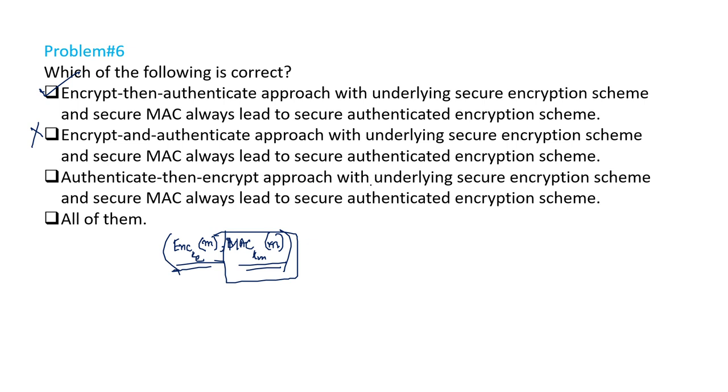Authenticate then encrypt approach with underlying secure encryption scheme and secure MAC. This also does not always lead to a secure authenticated encryption scheme. We were already discussing that, for example, CBC mode of encryption is a CPA secure encryption scheme, but if there is a vulnerability in the final encryption scheme, then that can be exploited in breaking the security of the authenticated encryption scheme as well. So that's why this is not true.